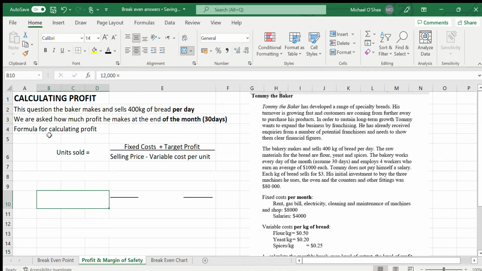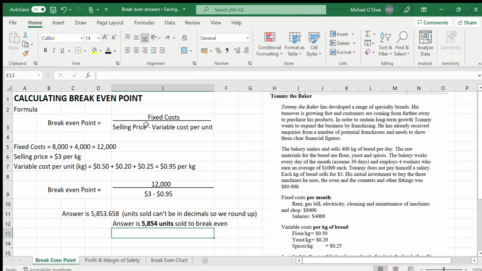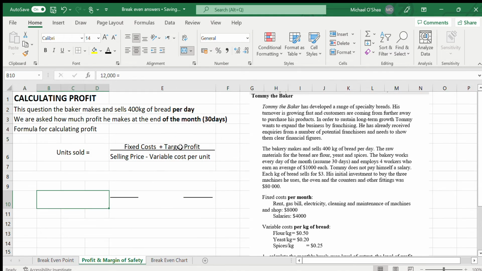This is a formula for calculating profit. It is no different to this formula, except one thing. Instead of calculating how much we need to exactly break even, I just call this units sold. This is units anyway. Units is equal to fixed cost divided by selling price minus variable cost. But for this one, there's no profit. We want to see how many units we need to sell to break even. The formula is the same, except you add in target profit.